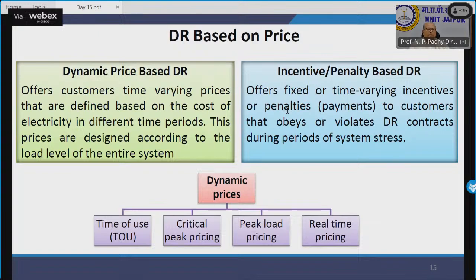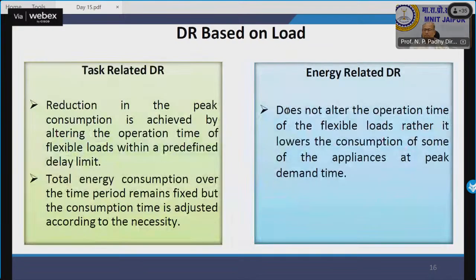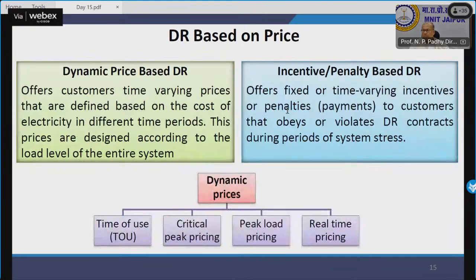So dynamic pricing is of different types. One is TOU, very popularly known as time of use tariff. Critical peak pricing means you can have a specific price during a particular hour. We can have peak load pricing and we can have real-time pricing. Based on the bidding matching mechanism, you can have real-time pricing, which means whatever the market buys for you, you pay that. So incentive and penalty is fixed kind of. Dynamic means based upon how much is momentarily required.